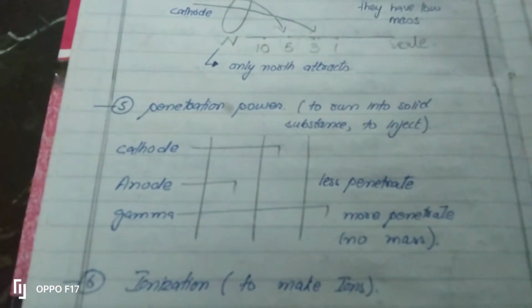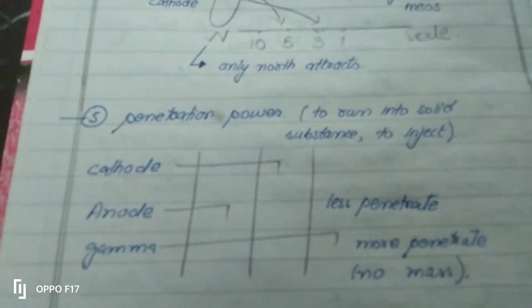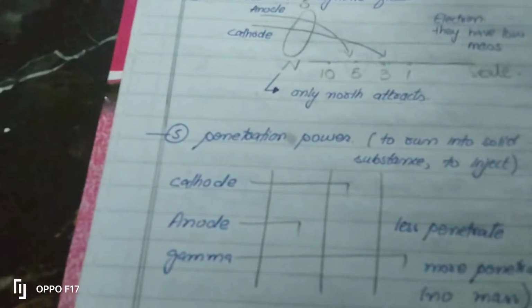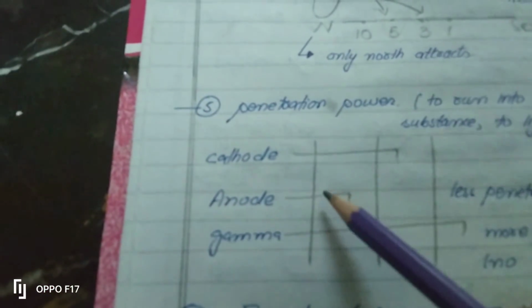So now over here we will look at the penetration power. What is the penetration power? It is the ability to run into a solid substance, to basically penetrate it. Now here we have placed 3 walls.